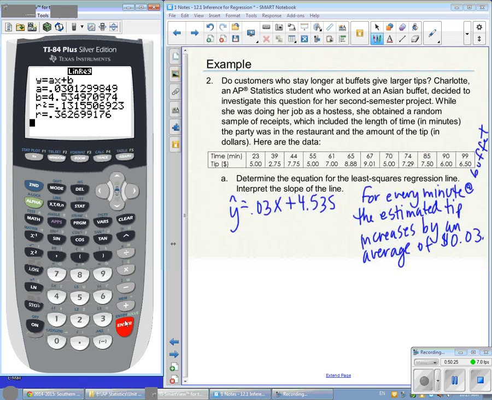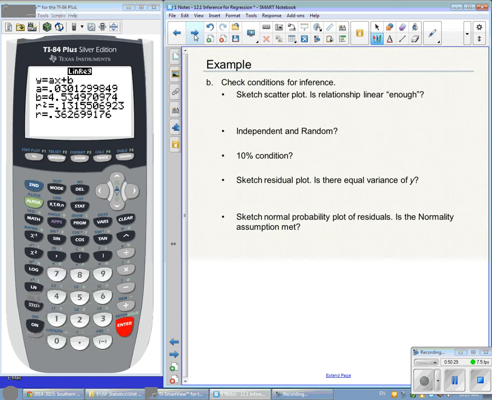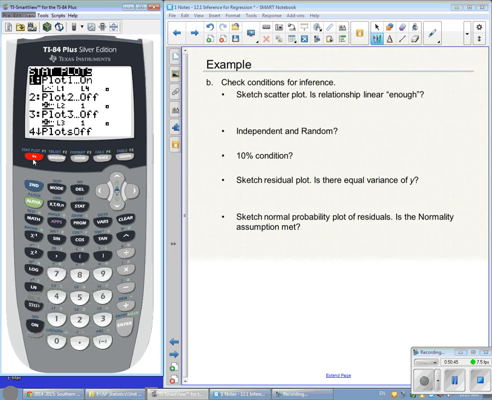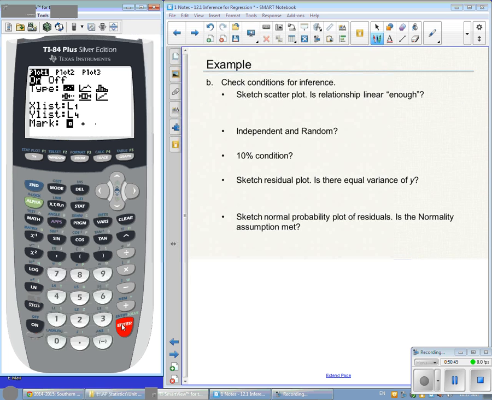All right, let's take a look at the next question. This is where you have to check all your conditions for inference. Okay, a lot of this you've done before. The only thing that's new is doing a normal probability plot of your residuals. Everything else you've done. So let's start with the scatter plot. We obviously, even before we do linear regression, we should first see if our data is linear. So let's go ahead and turn on a scatter plot. I do want to make sure though that I'm pulling my data from the proper list, so I want to make sure I change that back to list 2. And then we can zoom 9 it.